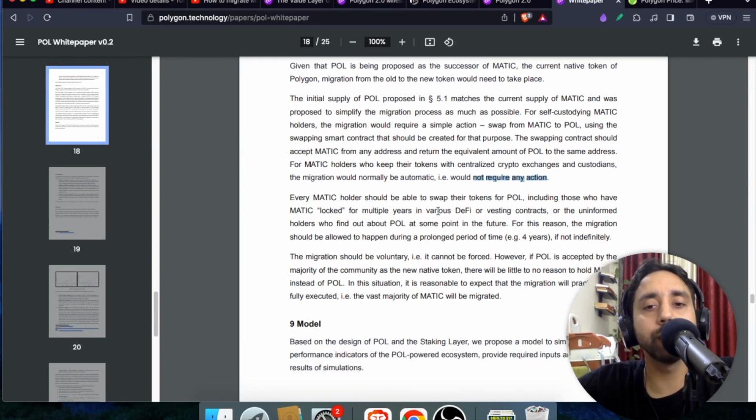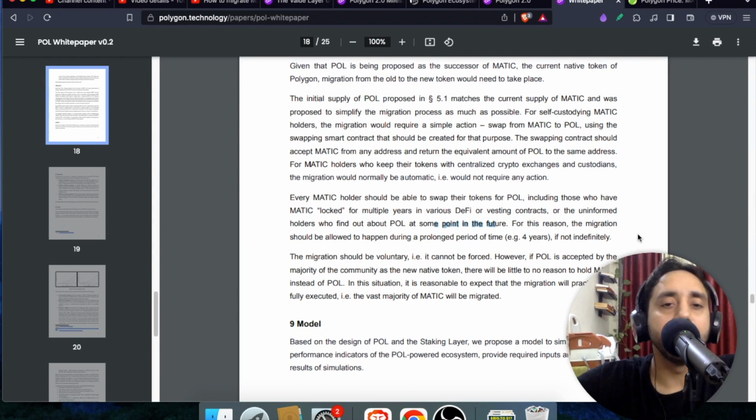Every MATIC holder should be able to swap their tokens for POL, including those who have MATIC locked for multiple years in various DeFi or vesting contracts, or the uninformed holders who find out about POL at some point in the future. So this is the third scenario. If you are someone who stakes tokens, you will also be able to convert your MATIC to POL. This part hasn't been explained by the team properly, but if you're in this category, I think this should be automatic.